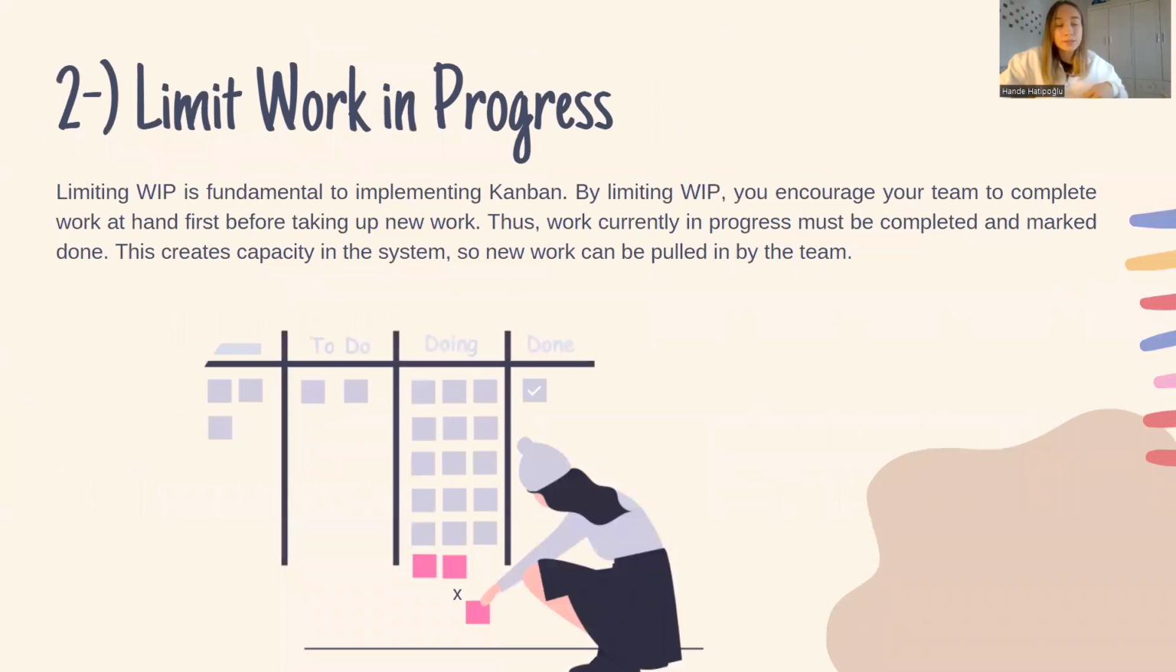The second practice is limit work in progress. Limiting work in progress is also essential while implementing Kanban. And by limiting it, you encourage your team to complete work at hand first before taking up new work. It aims to create a capacity in the system so new work can be pulled in by the team. And also it enables companies to manage capacity, practice systems thinking, identify opportunities for continuous improvement, and introduce slack into the system.